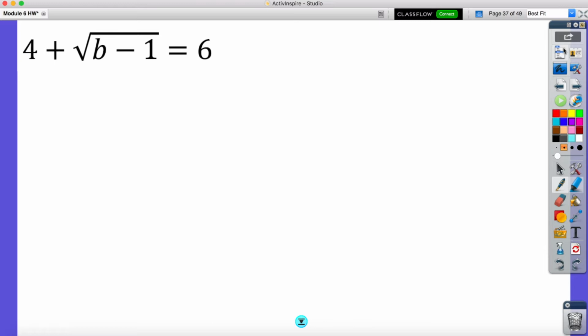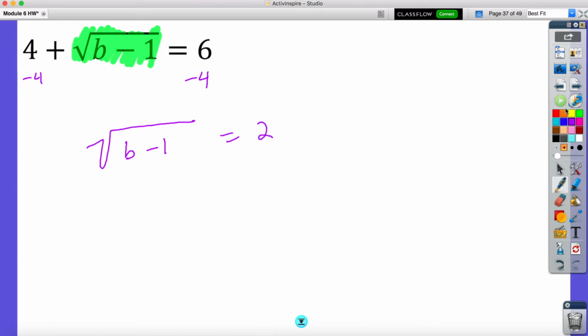Okay. All right, now this one's a tad trickier because there's more than one thing inside the square root. But the same rules follow. Your very first thing is what you want to do is get the square root all by itself. In order to do that, I have this positive 4. I'm going to minus 4 on both sides. This is going to give me the square root of b minus 1 is equal to 2.